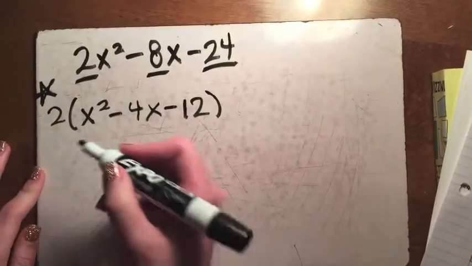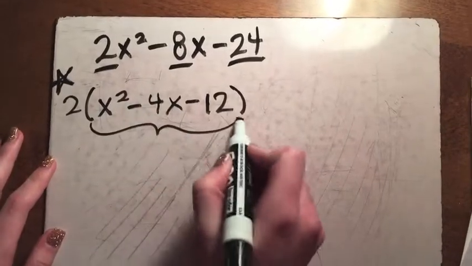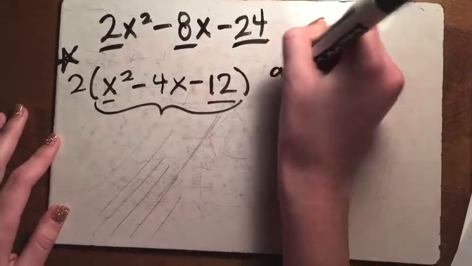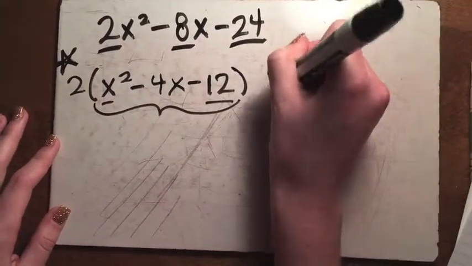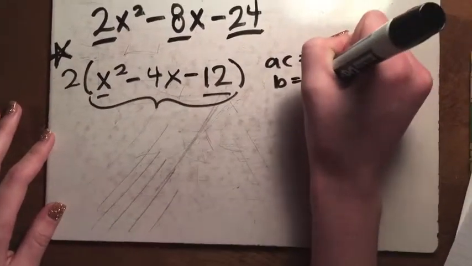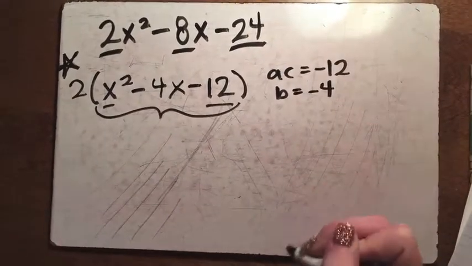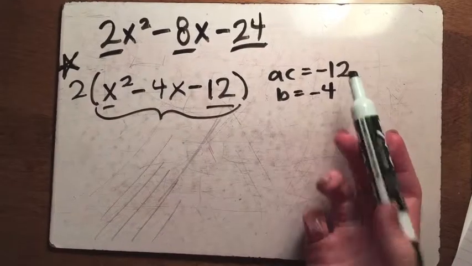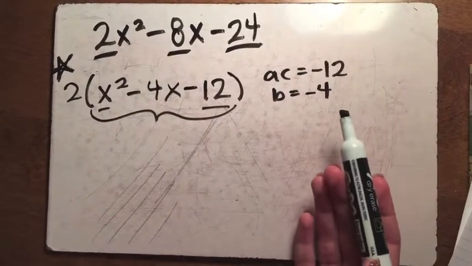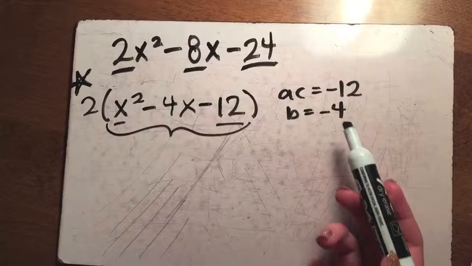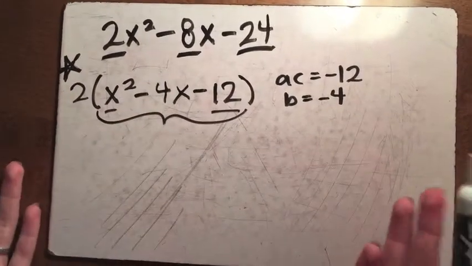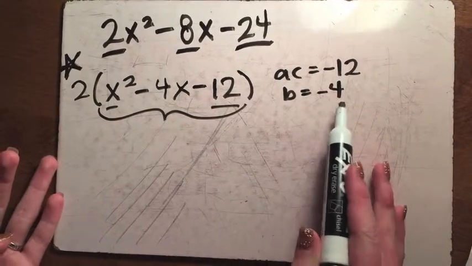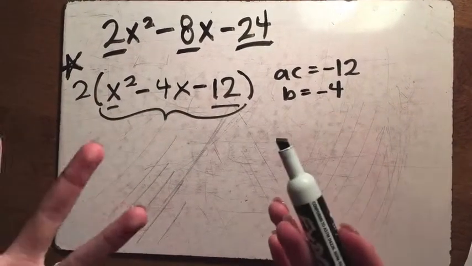So now we're going to work with what's inside the parentheses. So AC is negative 12, B is negative 4, and we need to find two numbers that multiply to give us negative 12 and add to equal negative 4. So we know that one of the two has to be a negative and one a positive in order to multiply to a negative number. We know the negative is going to be the bigger number because it's a negative number when they add together.